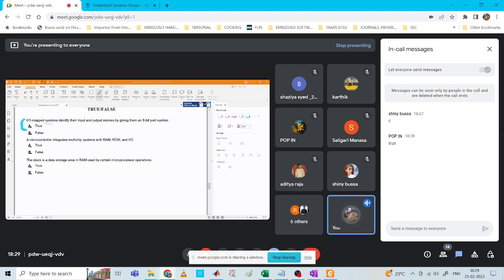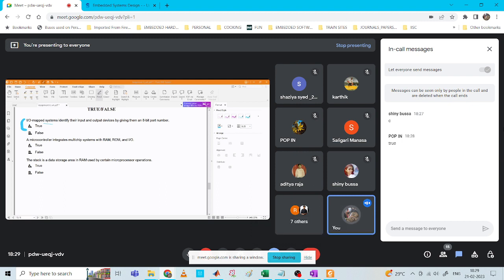But what exactly are IO map systems? Can anyone tell me? The IO map systems are systems where the assembly codes for memory fetch, read and write are different from IO fetch, read and write. Okay, so you have separate instructions for IOs and separate instructions for memory.